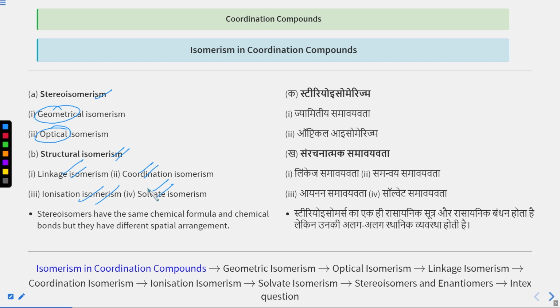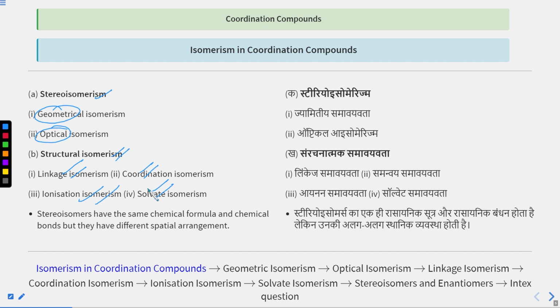In the case of stereo, what are we doing? We are changing the position of the groups. The structure is completely the same. We are just changing the spatial arrangement of the groups. But in structural isomerism, the linkage is also changed. I would say the structure is changed.